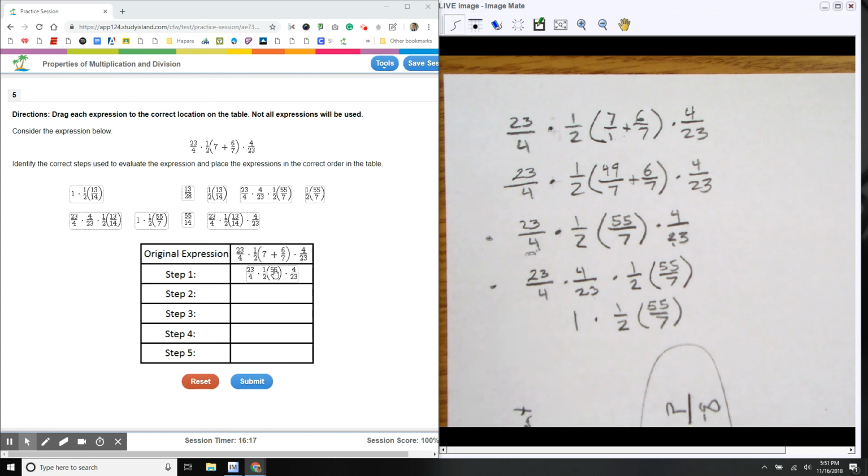So what are the steps that say that? We can find this one here, 23/4 times 4/23 times 1/2. That's the one I wrote right over here. Next, 23/4 times 4/23 is just 1, so I have 1 times 1/2. I don't really need the 1 times part anymore. It's just 1/2 times 55/7. 1 times anything is itself, so writing the 1 times that is redundant. And now I can simply multiply these together. 1 times 55 is 55, and 2 times 7 is 14. So we get our answer 55/14.